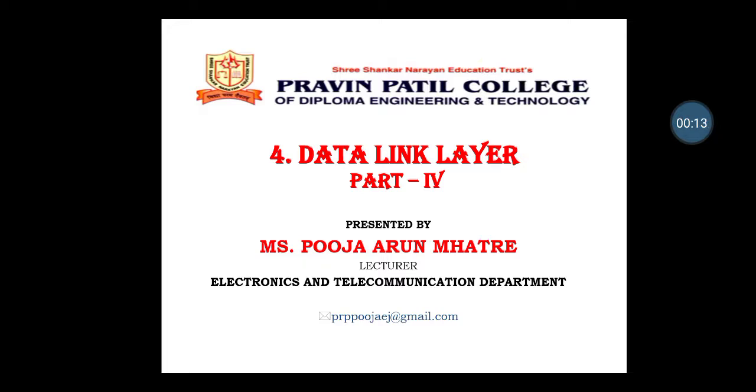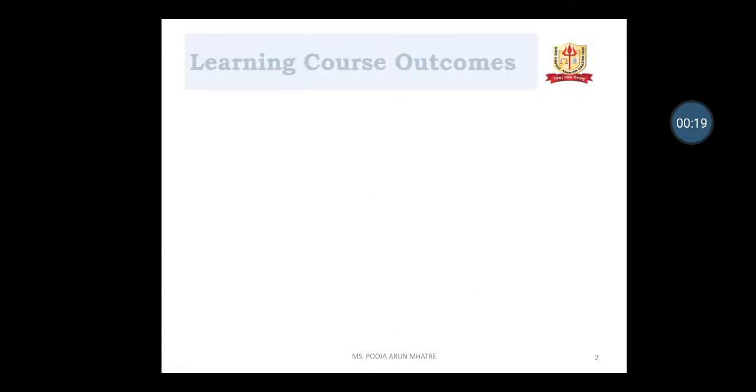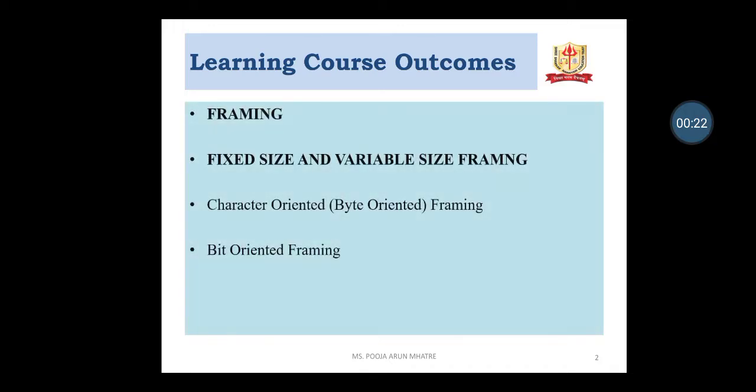Today's topic is Computer and Data Communication, chapter number 4, Data Link Layer, part 4. The learning course outcomes are framing, fixed size and variable size framing, character oriented, that is byte oriented framing, and bit oriented framing.